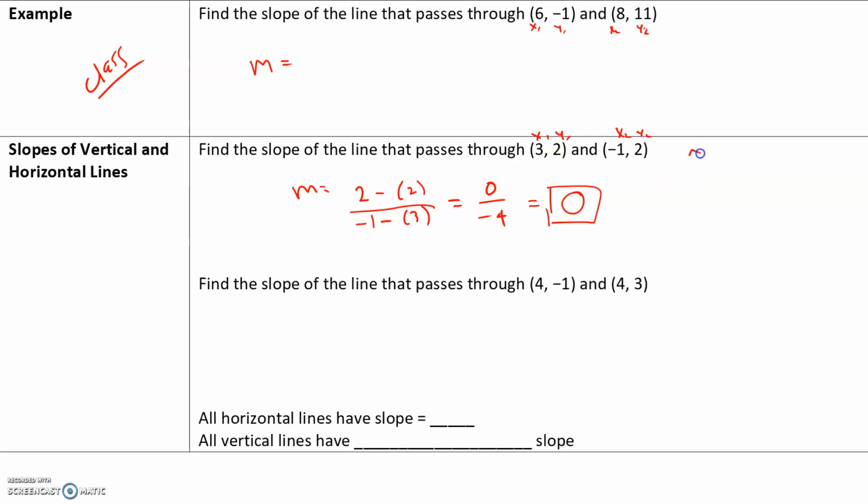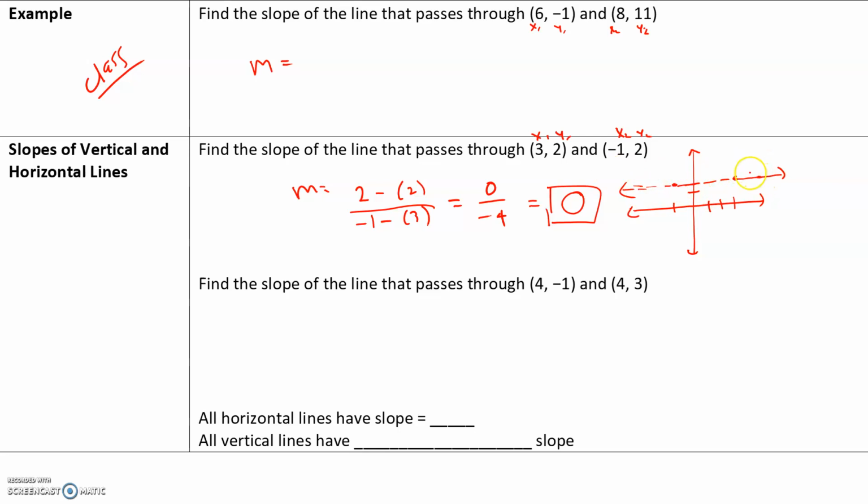If we graph these points real quick, so we have 3, 2 and -1, 2, we get a vertical line. And what's special about vertical lines is that every single y value will be the same.